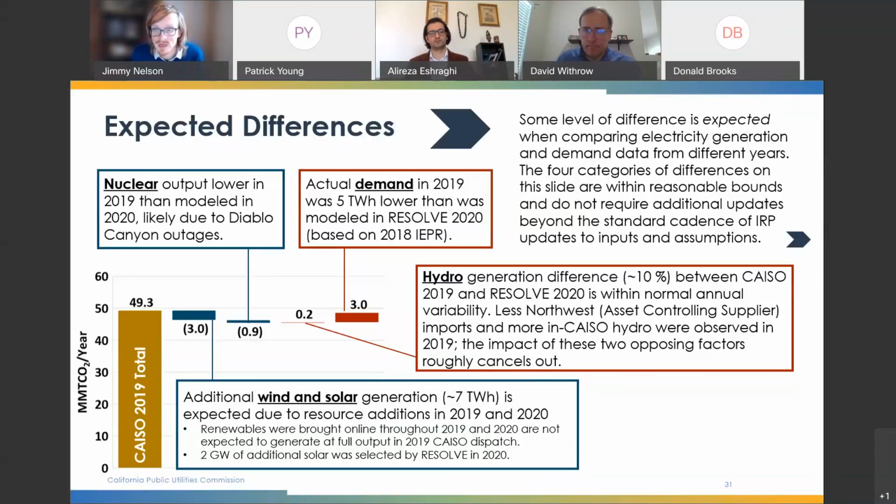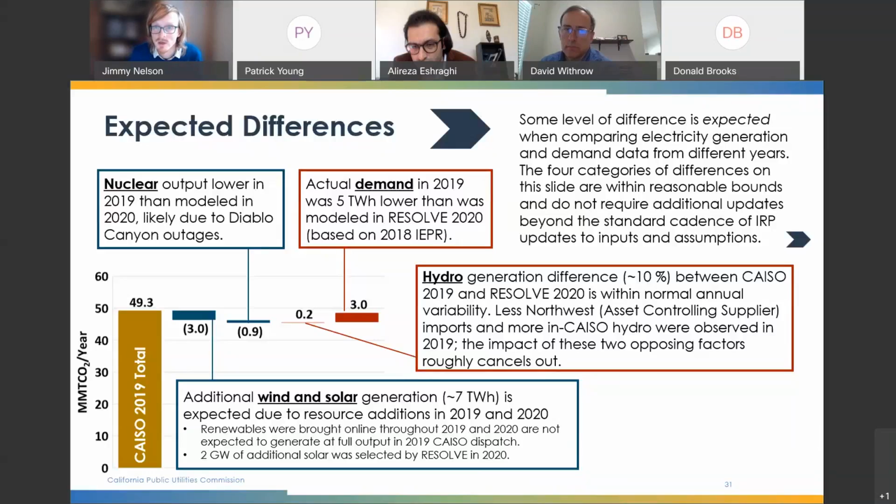Actual demand in 2019 was 5 terawatt hours lower. So if demand would have been higher in 2019, the emissions would have been higher as well, which is why this is a red box that pushes the emissions in the opposite direction, pushing them further away for the data sets instead of closer.